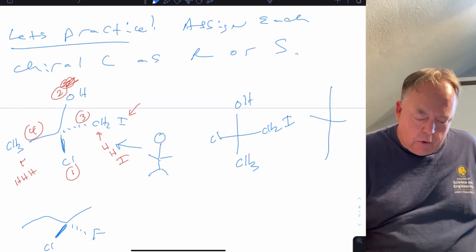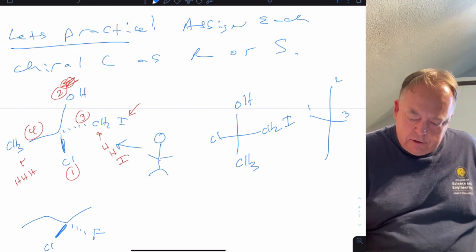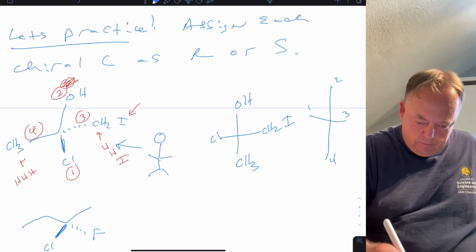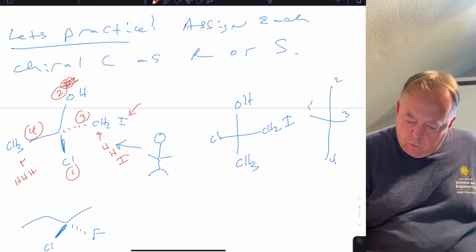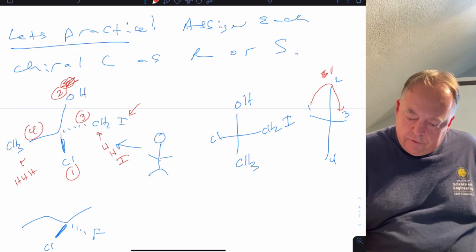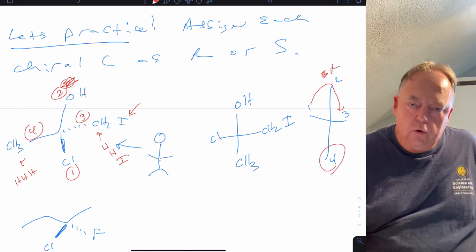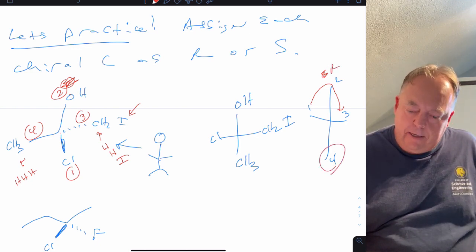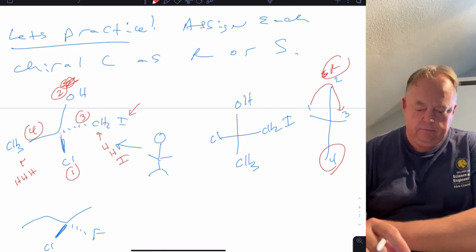If you just wanted to know if it's R or S, you just have to get the numbers in place. So that's 1, that's 3, that's 2, that's 4. And then 1 to 2 to 3 is counterclockwise. No, that's clockwise. That would be R. 4 is in a vertical position, so the arrow remains. So this is the R isomer.